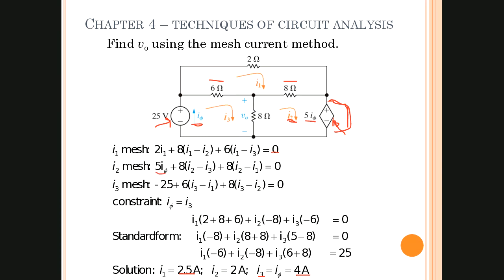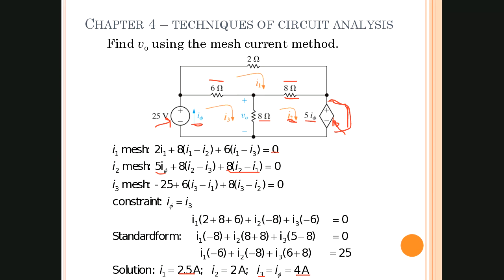Then we're going to go through the current in the 8 ohms in the middle branch. That is 8 ohms times I2 minus I3, because I2 and I3 are going in opposing directions across that 8 ohm resistance, plus, back up here at the top, 8 ohms times I2 minus I1, since the opposing current is I1 up on top, and that is balanced out equal to 0.